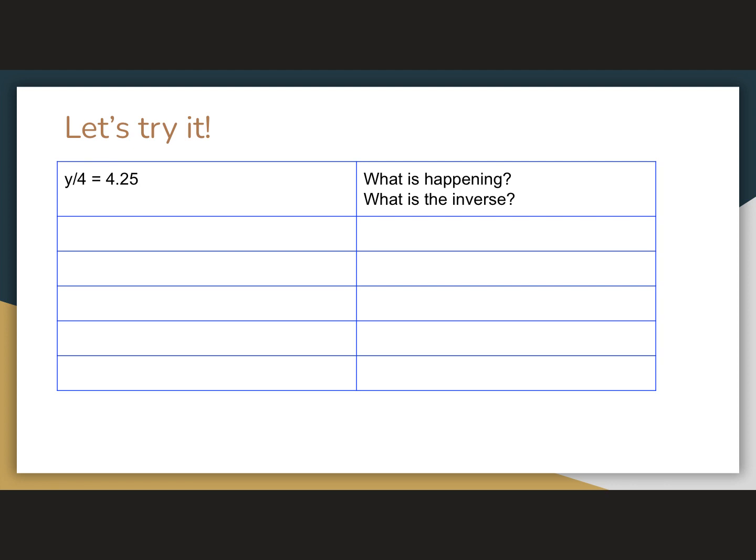Here, what's happening? Well, right now I am dividing by 4. The opposite of dividing by 4 is multiplying by 4. So here I have y over 4 times 4 equals 4.25 times 4. And I'm simply using my multiplication property of equality. I'm multiplying by 4. So here, these are going to cancel.